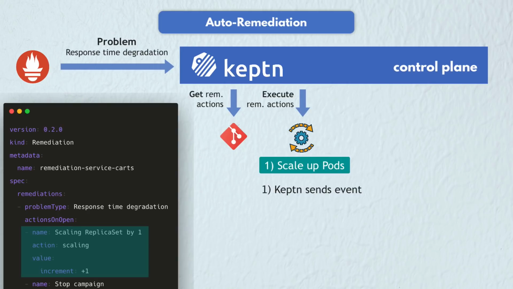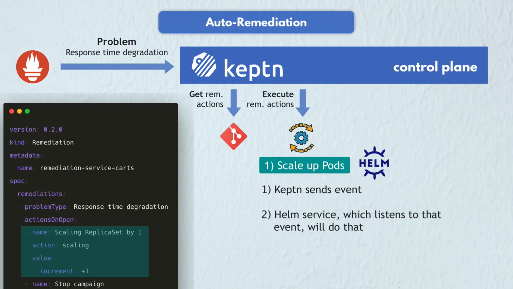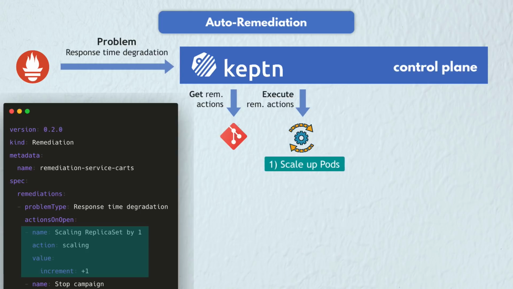The same way as we saw before, a Helm service is listening for this event and will say, I can do that, and scale pods by changing the replica count. When it's done, report back to Keptn. Now this is an interesting part, because we don't know yet that this remedy step actually fixed the problem, right? So we need to check and observe to see whether the issue was actually fixed.